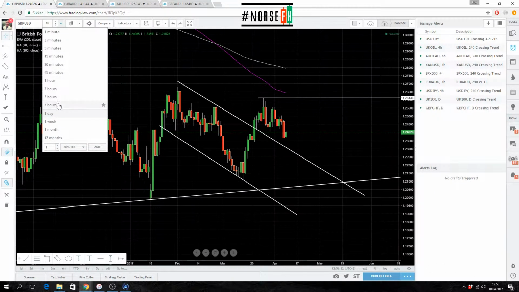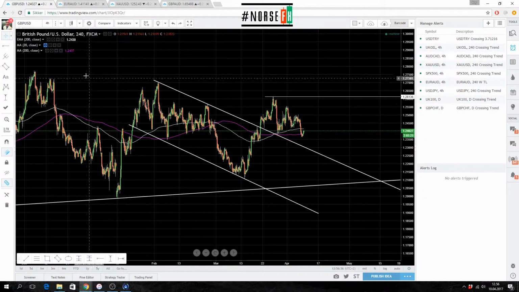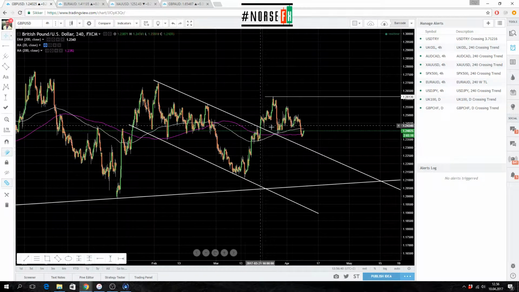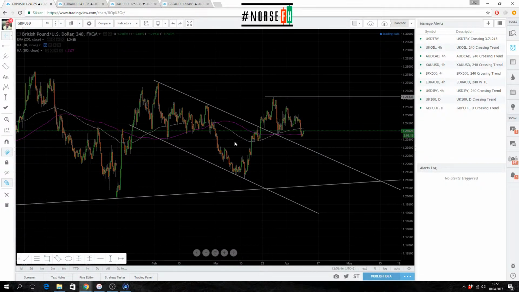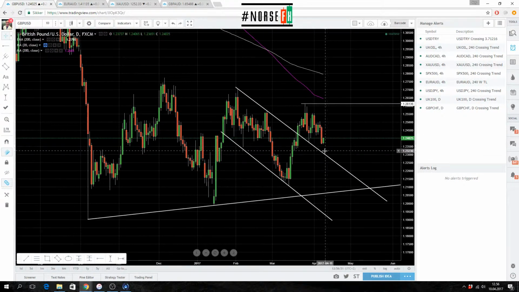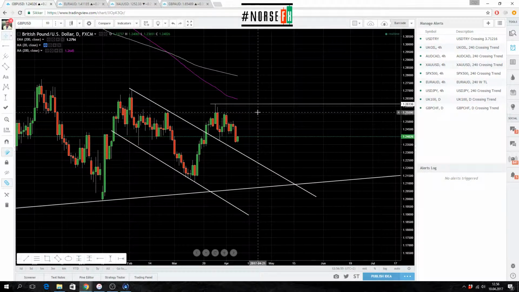So on the 4 hour, we have this channel. We have 1, 2, 3, and 4 touches of this trend line right here. What I'm now waiting for is a retest of this upper channel trend line. I want to buy this trend line, and I'm targeting the 126 area.